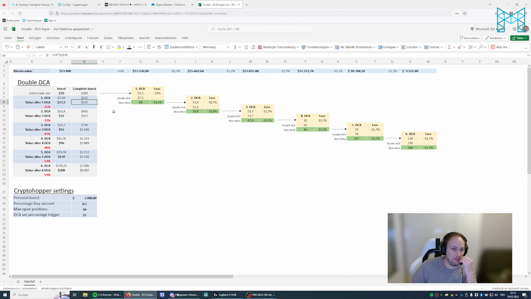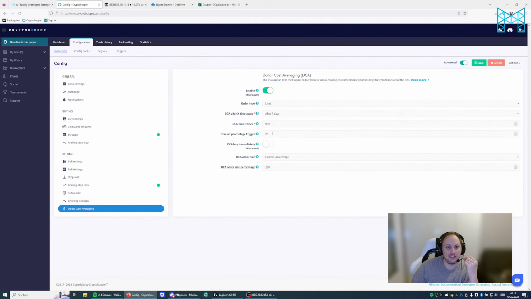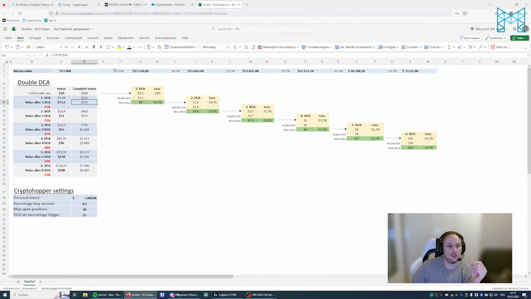But the thing that annoys me most on CryptoHopper is here on DCA. It says set percentage trigger 25. So you think, okay, if I'm doing 3 times DCA, 3 multiplied by 25, I can cover a market crash of 75%. But that's not true. It's really not true. It's worse, and I want to make it visible. If I have a drop of 25%, then my position from 10 drops to 7.5, and then I double it. I have 15, but then it's not at 0. It's on minus 14.3. But this is what CryptoHopper is not telling you.